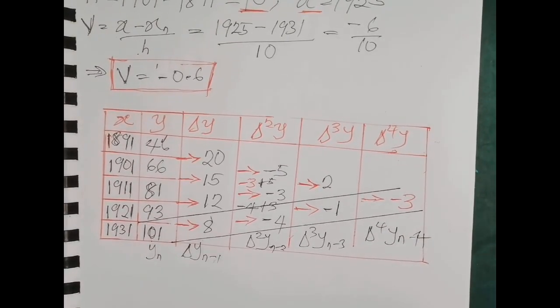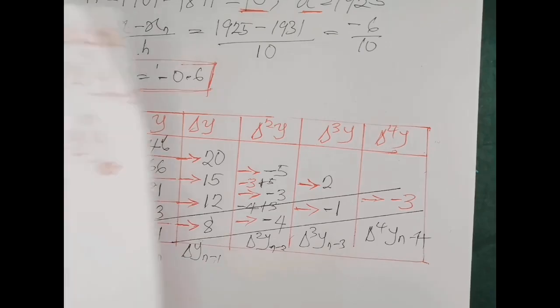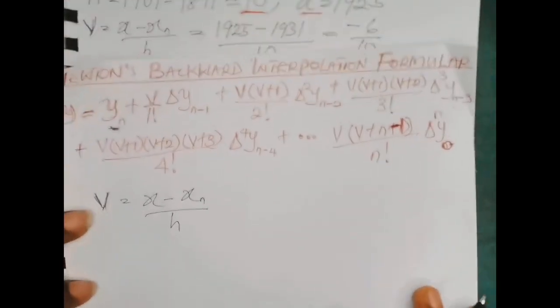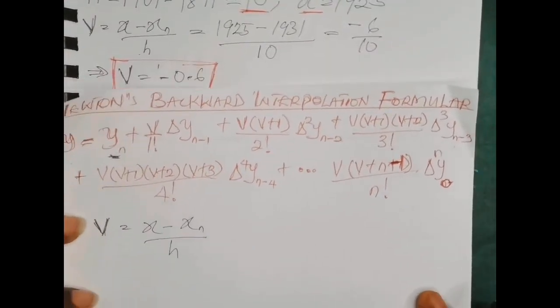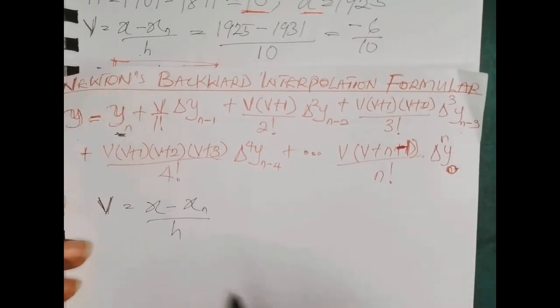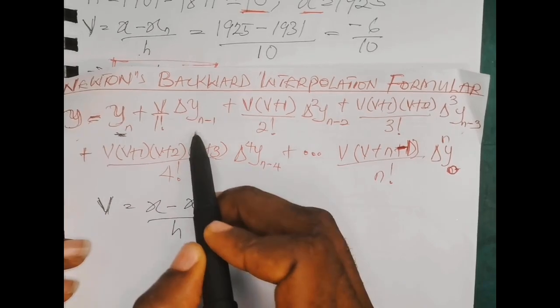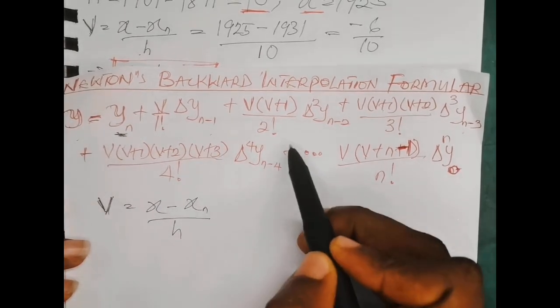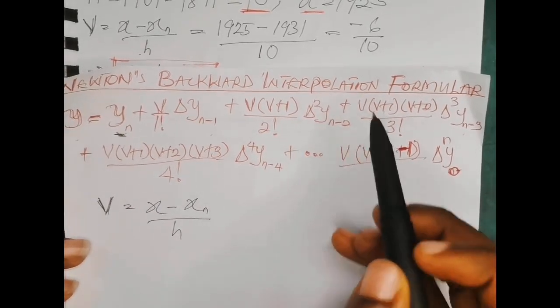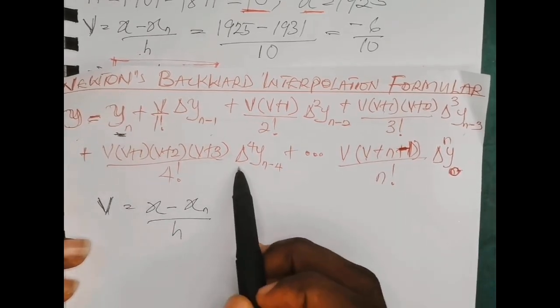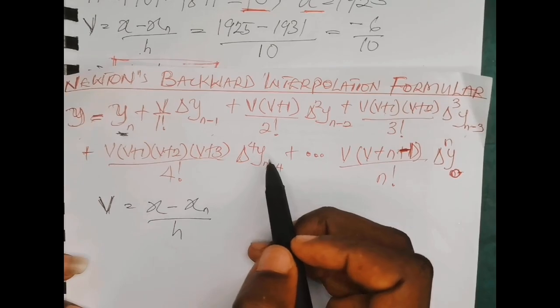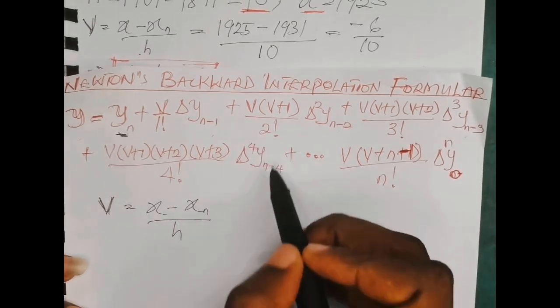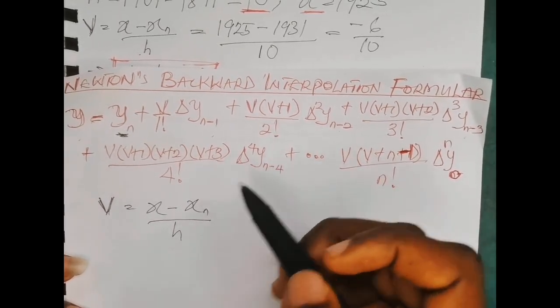So if you take a look at the formula, you can see that we have been able to reproduce the values of these deltas. So we know yn, we know delta yn minus 1, we know delta squared yn minus 2. Now, since the table ends as delta fourth yn minus 4, it means our formula is going to end here.